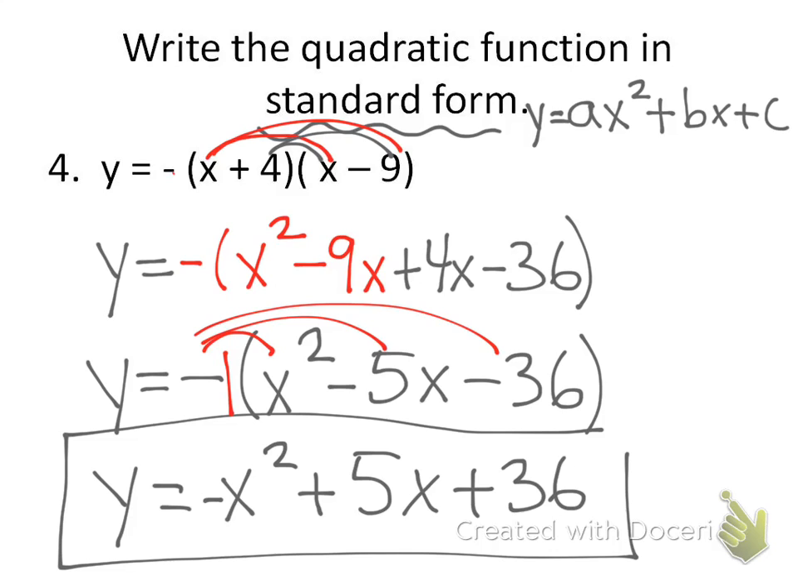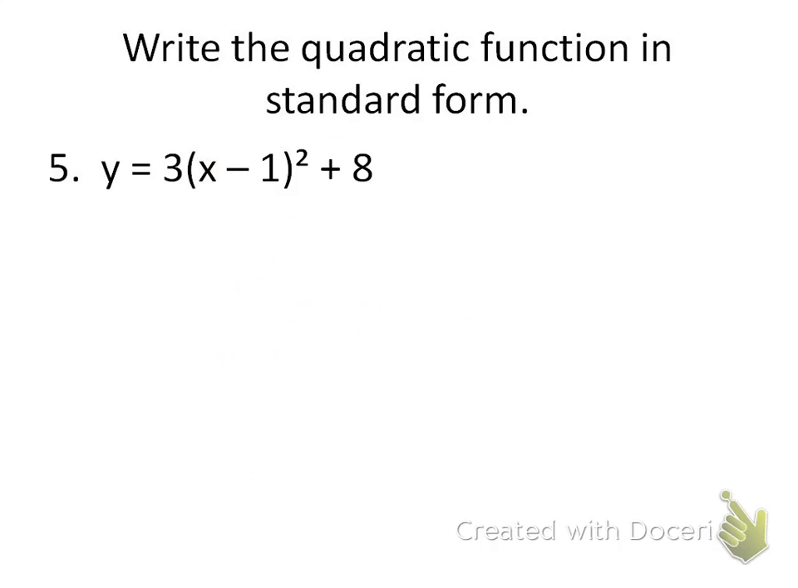So this is how to go from intercept form to standard form. You just double distribute or FOIL, if that's what your teacher called it. I always say double distribute. What are your questions? All right.